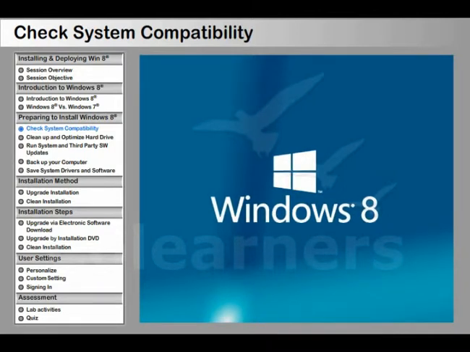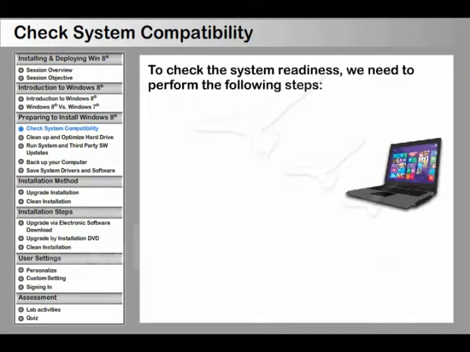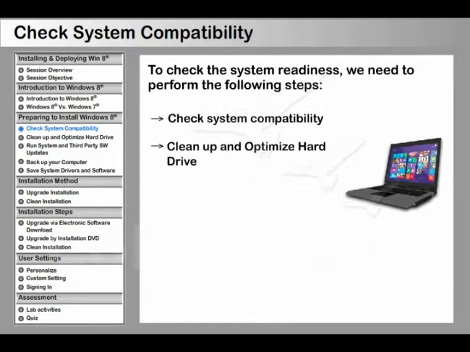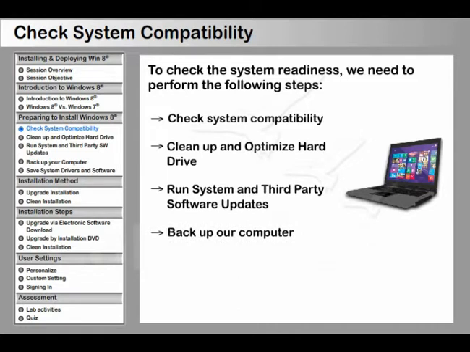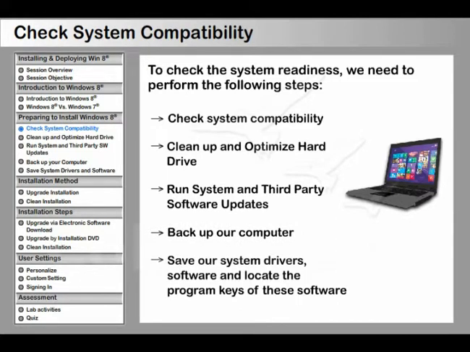Windows 8 installation process, System Readiness. We need to check the system readiness before upgrading or installing to Windows 8. To check the system readiness, we need to perform the following steps: check system compatibility, clean up and optimize hard drive, run system and third-party software updates, back up our computer, save our system drivers, software, and locate the program keys of these software.